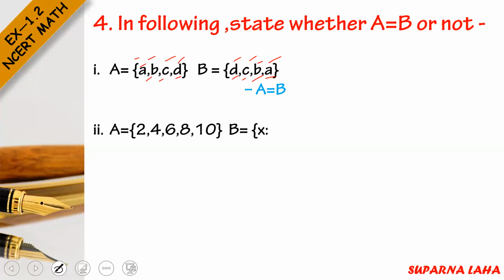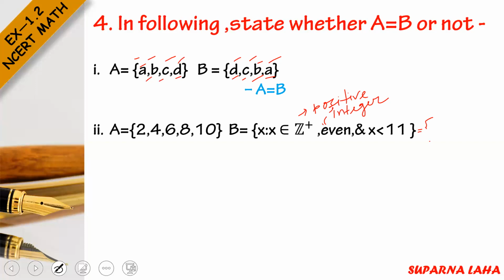Number 2, A is {2, 4, 6, 8, 10}, and here B is the set of x such that x belongs to Z plus, that is positive integers, and even. So even positive integers less than 11. So before 11, the largest integer is 10. And since it is positive, we count from 1. So write down the elements first.